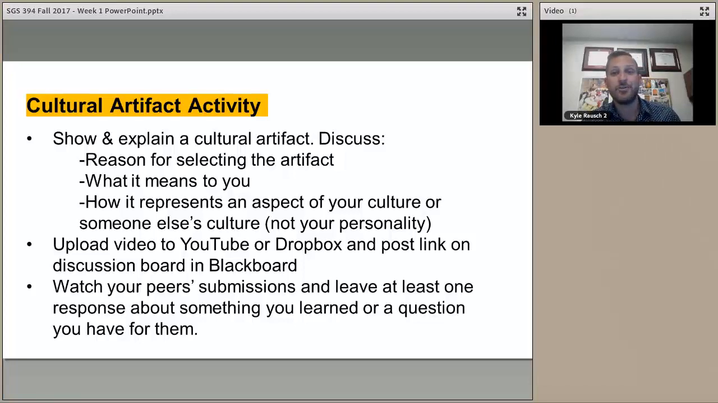Hopefully that example showed you that a cultural artifact can be nearly any object you have on hand, as long as you discuss what it means to you and how it exemplifies certain aspects of your culture. So have fun with this activity. I look forward to seeing what artifacts you each select.